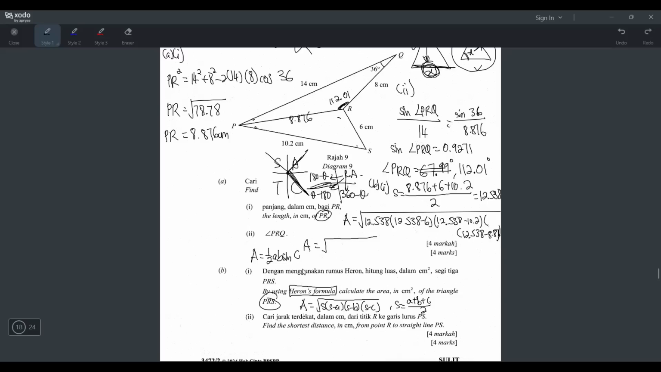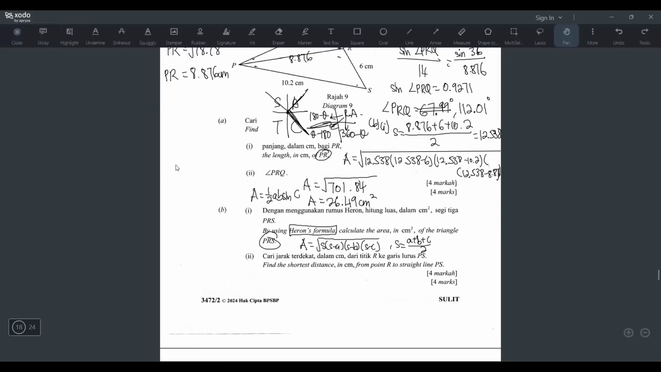But this is not the answer. You haven't taken the square root. So 701.84 and now you take the square root. Okay, my calculator gives me 26.49. So you write that, and the unit is cm squared because this is area. Okay, B1 is done. Now let's do B2.